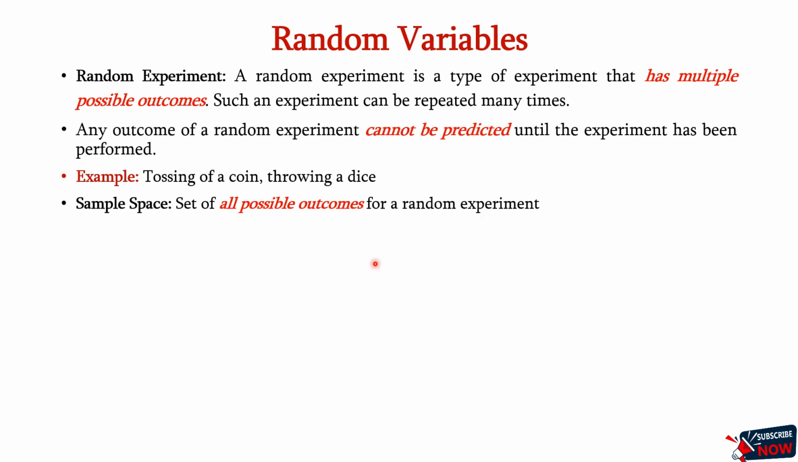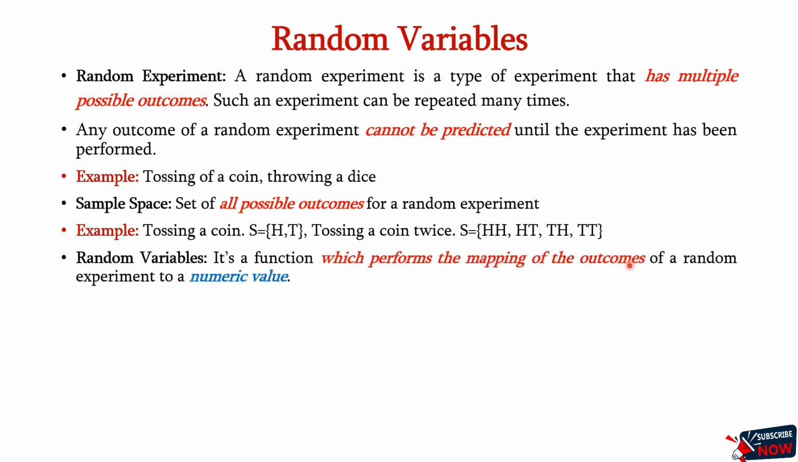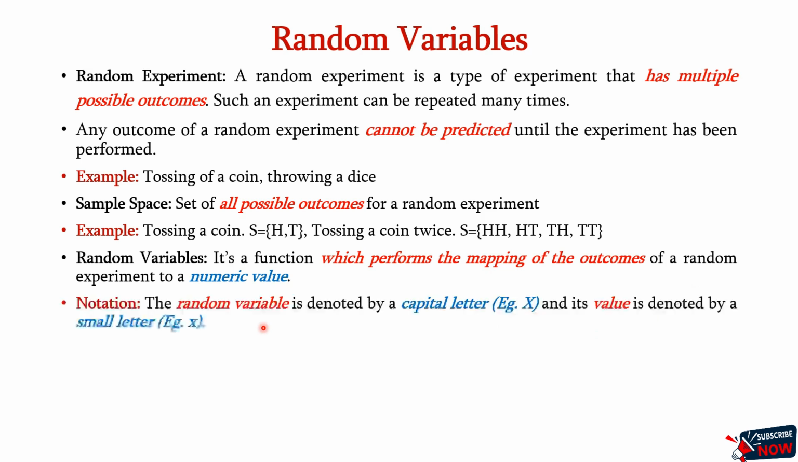Sample space is the set of all possible outcomes for a random experiment. For example, in tossing a coin, the possible outcomes are head and tail. If we toss the coin twice, the possible outcomes are head head, head tail, tail head, and tail tail. Now let us see about random variables. It's a function which maps the outcomes of a random experiment to a numerical value. The random variable is denoted by a capital letter X and its value is denoted by a small letter x.